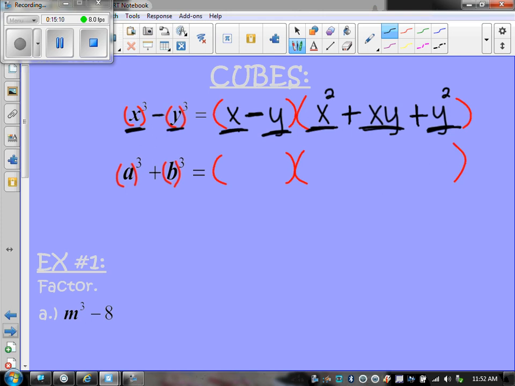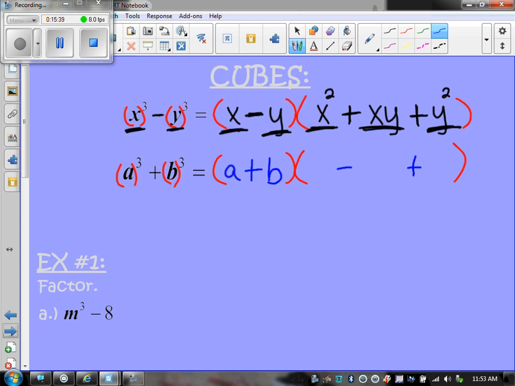Even if it's a plus sign in between. If it's a plus sign in between, we're going to use that same pattern. We're going to do same sign, change the sign, plus sign, same, change, plus. Then I'm just going to fill in my terms like I did before. I have my first term, which in this case is an A. I have my second term, which in this case is a B. I have my first term and my second term.